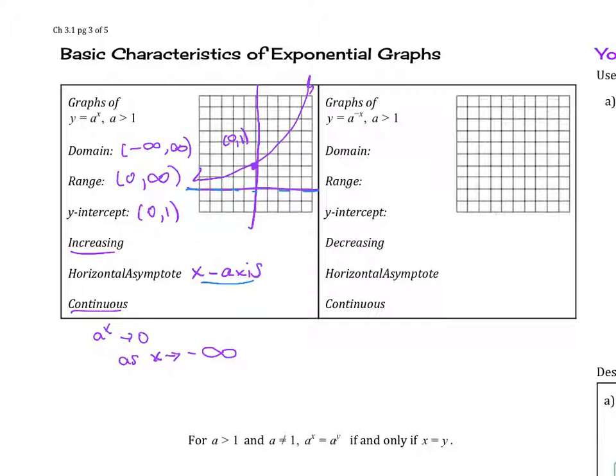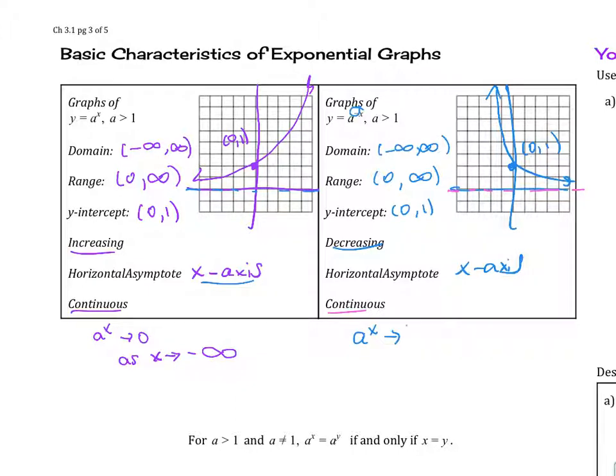Then if the exponent is negative, the domain is still the same. The range is also still the same. The y-intercept is still at 0, 1. So graphing that here, it's at 0, 1. But instead now it is decreasing. Okay, it's decreasing. The horizontal asymptote is still on that x-axis, and it's a continuous function. Now instead, our a to the x approaches 0 at what point? Well, it approaches 0 as x approaches positive infinity.